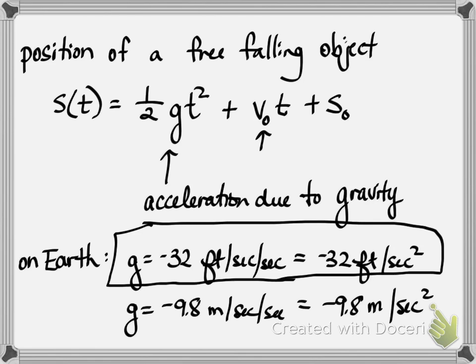This v naught is the initial velocity, and this s sub naught is the initial position. And when we come to class, we will do example 10 together.